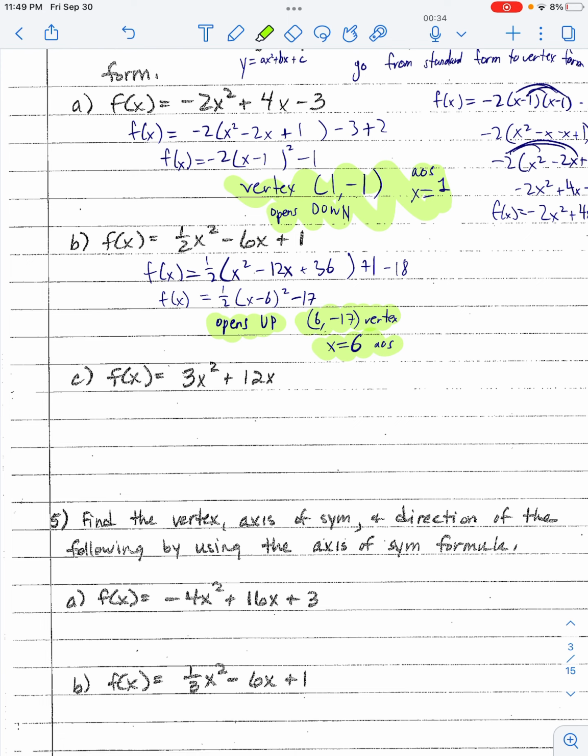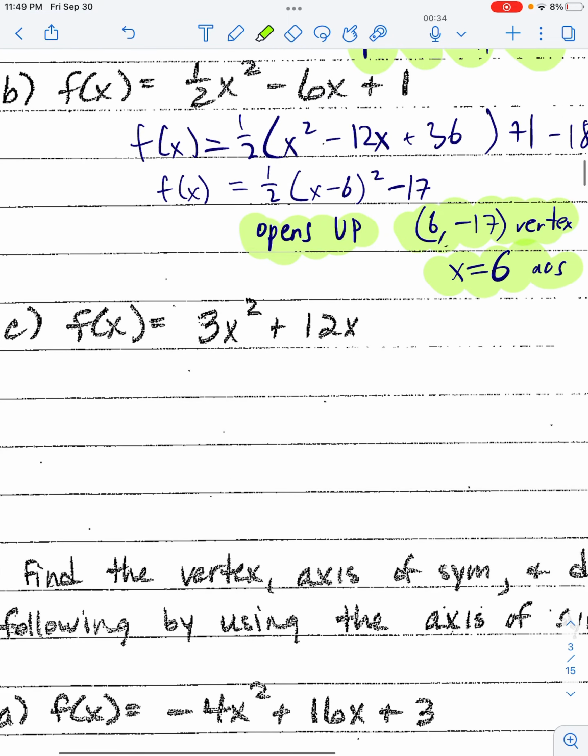All right, this one right here. So I'm going to factor out my lead coefficient from my first two terms, my only two terms here. That gives me f of x equals 3 times x squared plus 4x. Leave a little space here, and then I've technically got a plus 0 here, I guess.